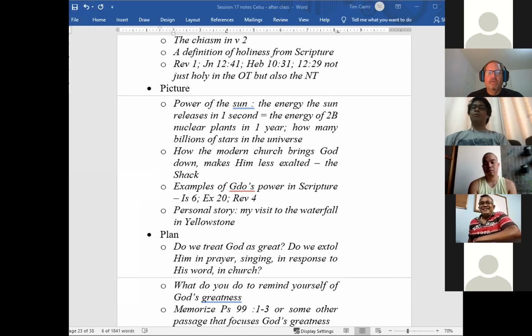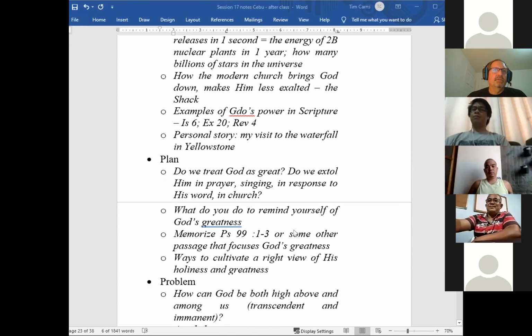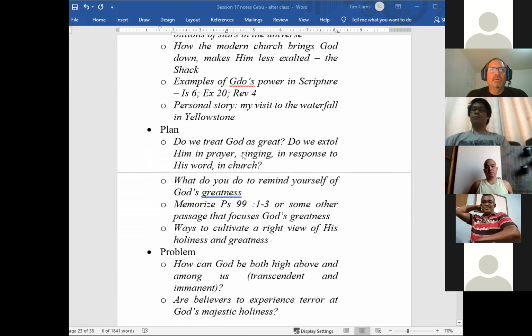Yeah, exactly. And so I found questions to be a very effective way to engage with people, even though they're not going to talk at that moment. It's only one-way communication. You're preaching to them, but questions hopefully prompt their minds to think a little bit about that. So even in the plan, as you look on the notes here, asking these questions, do we treat God as great? Do we extol him in prayer, singing in response to his word? Ask a series of questions for application. Can be very effective.